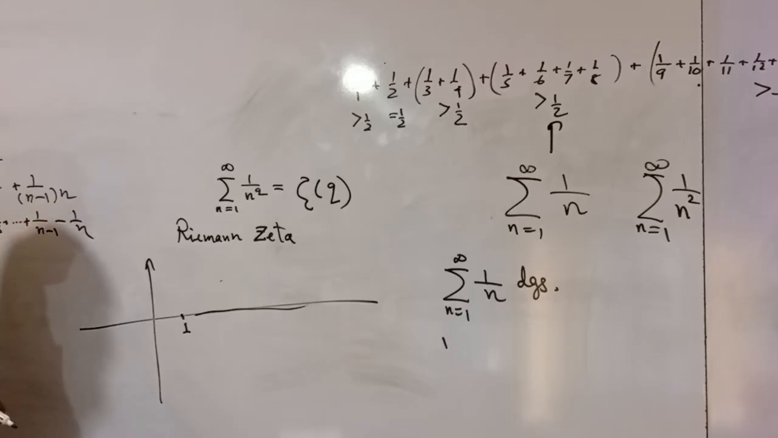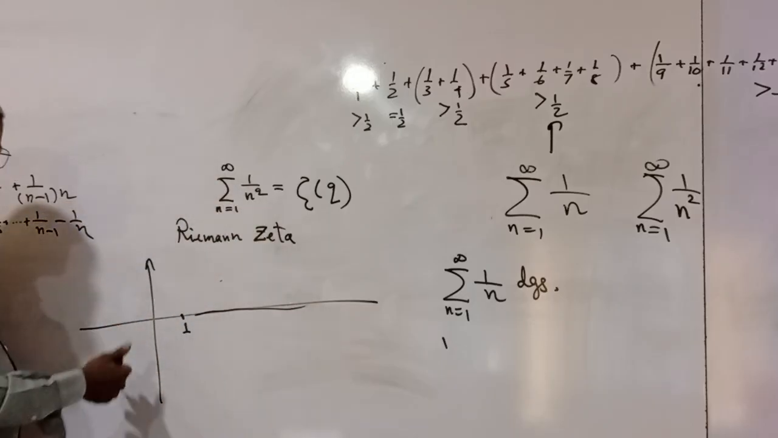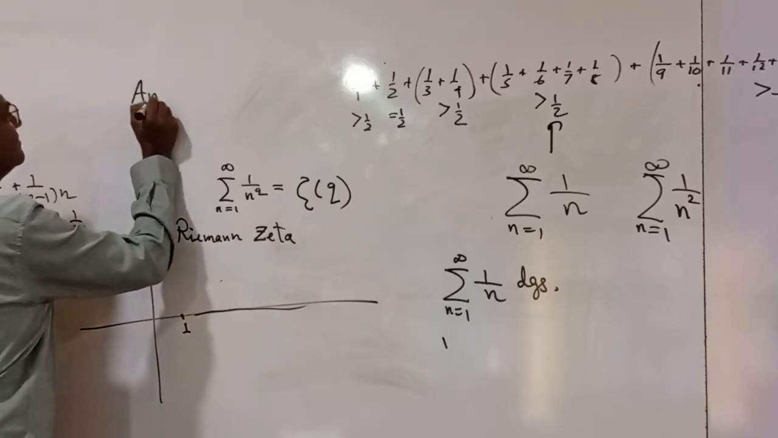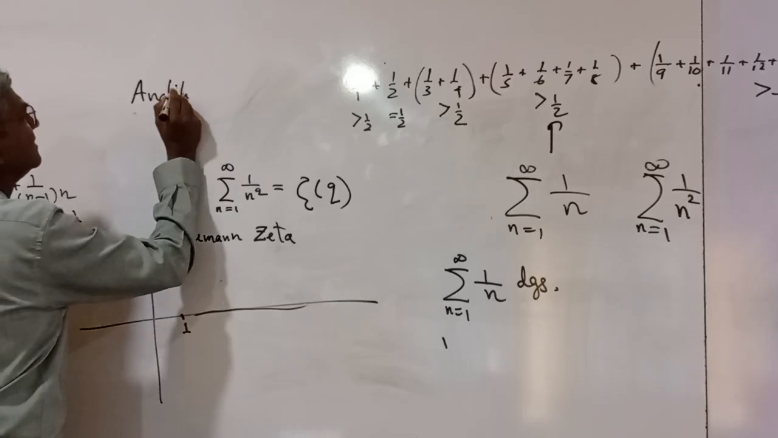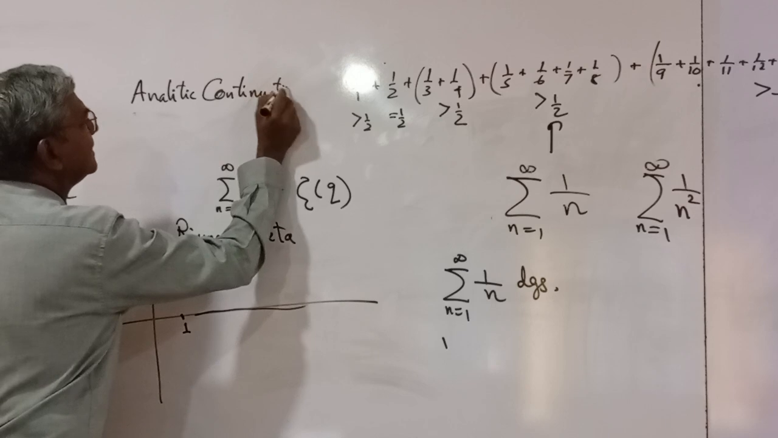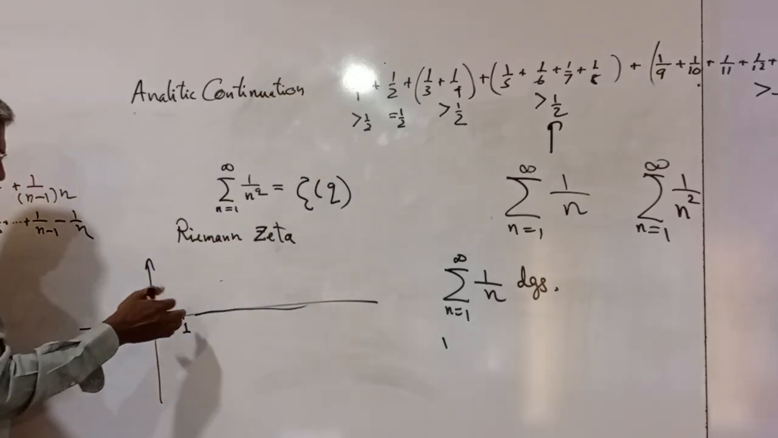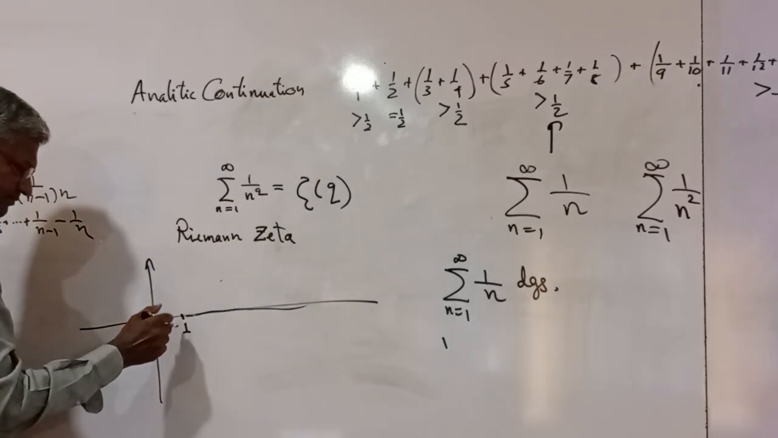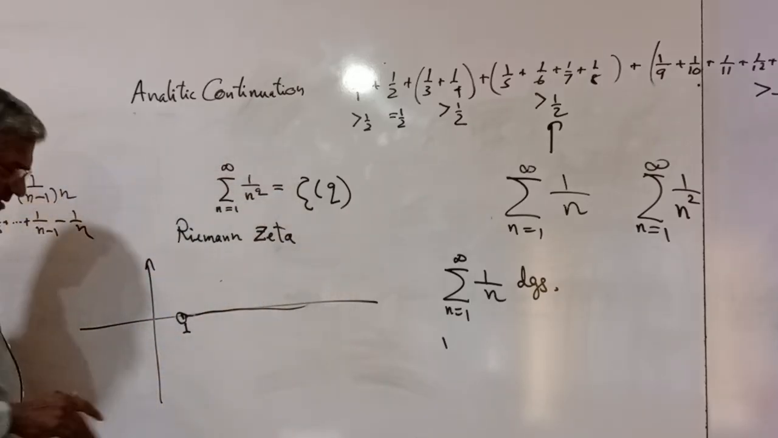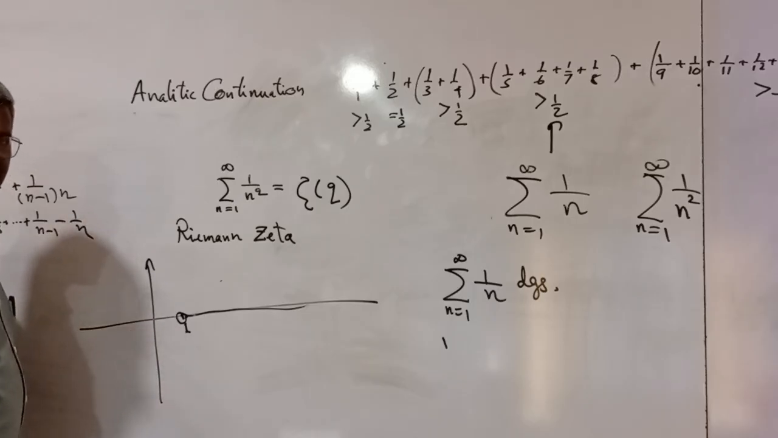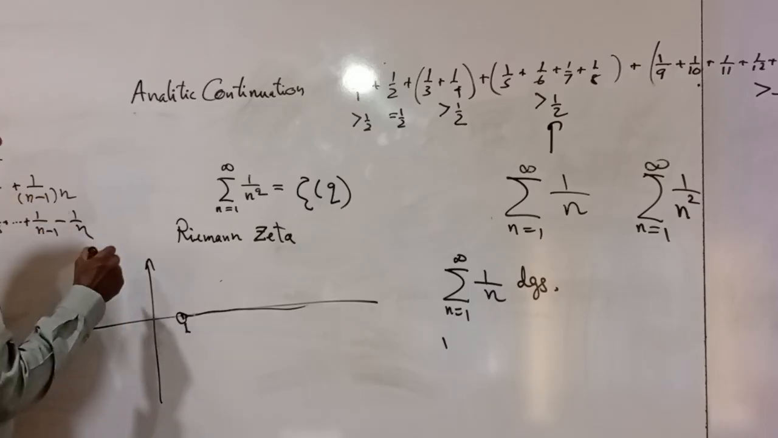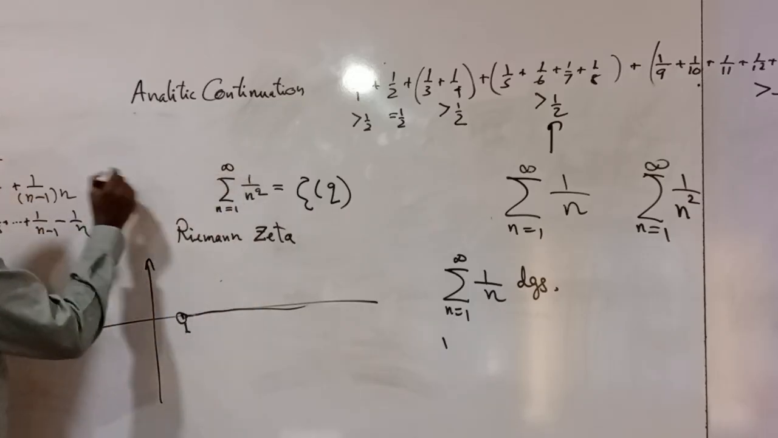But if you learn complex analysis, this can be extended. It's called analytic continuation. There is a method in analysis to extend it to the whole complex plane. However, not at 1. At q equal to 1 it makes no sense.